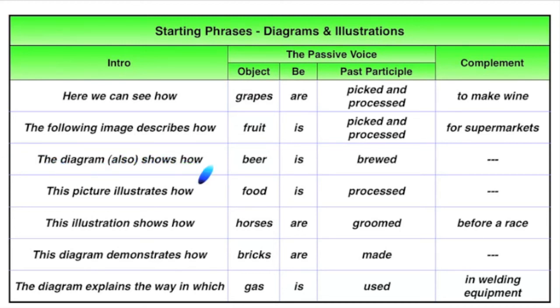This picture illustrates how food is processed. This illustration shows how horses are groomed before a race. This diagram demonstrates how bricks are made. The diagram explains the way in which gas is used in welding equipment. As you can see, here we have no complement in this sentence, there's no complement here, and there's no complement here. Sometimes you just don't need one.